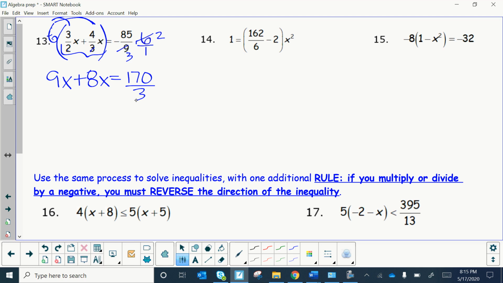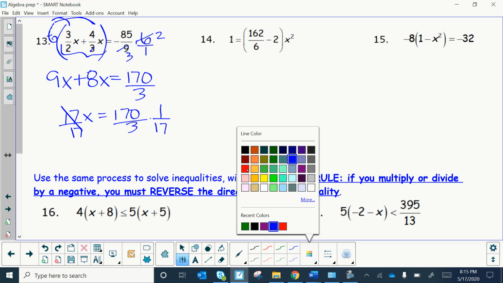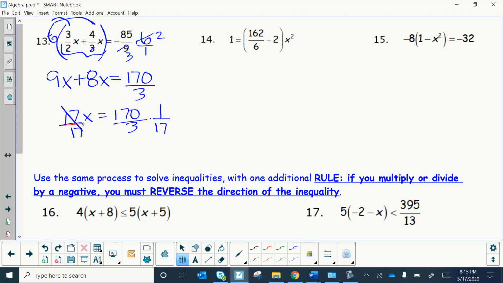So over here on this left side, I've got 17x equals 170 over 3. So I've got one last step to do, and that's to divide by 17. When I divide this side by 17, that's the same thing as multiplying by 1 over 17. You with me? Dividing by 17 is the same thing as multiplying by 1 over 17. You don't want to divide this whole thing by 17 because then it looks like a fraction within another fraction, and that's kind of difficult to understand.